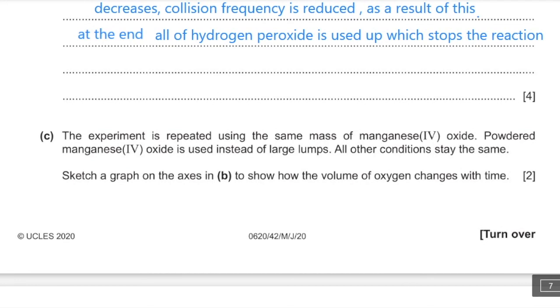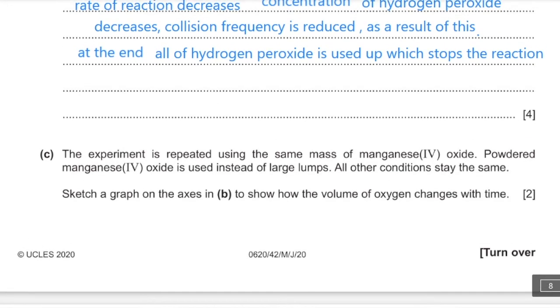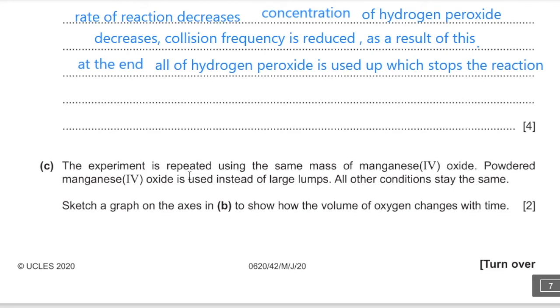C. The experiment is repeated using the same mass of manganese oxide. Powdered manganese oxide is used instead of large lumps. All other conditions stay the same. Sketch a graph on the axes in B to show how the volume of oxygen changes with time. Alright, since the mass over here remains the same, the only change is the change in surface area. Powdered manganese oxide has a much larger surface area than its large lumps, and that means the collision frequency and the rate of reaction increases.